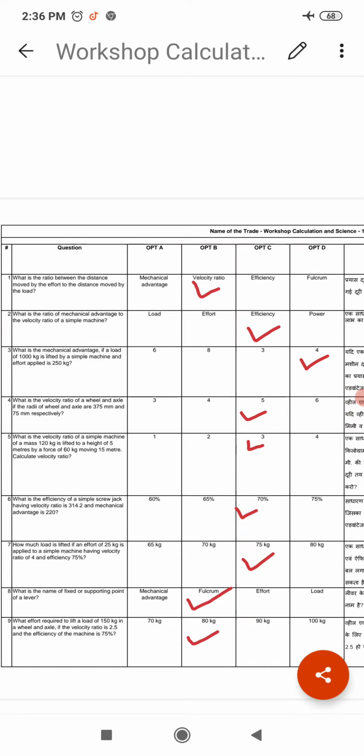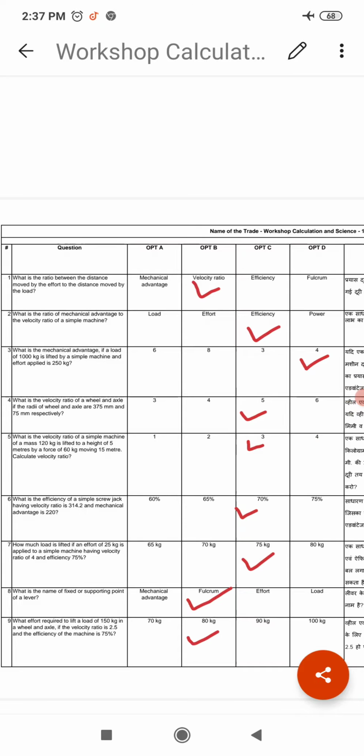70%. C option. How much load is lifted if an effort of 25 kg is applied to a simple machine having velocity ratio of 4 and efficiency 75%? It is 75 kg. What is the name of the fixed or supported point of a lever? Is fulcrum. Option B. What effort is required to lift a load of 150 kg in a wheel and axle if velocity ratio is 2.5 and efficiency of machine is 75%?